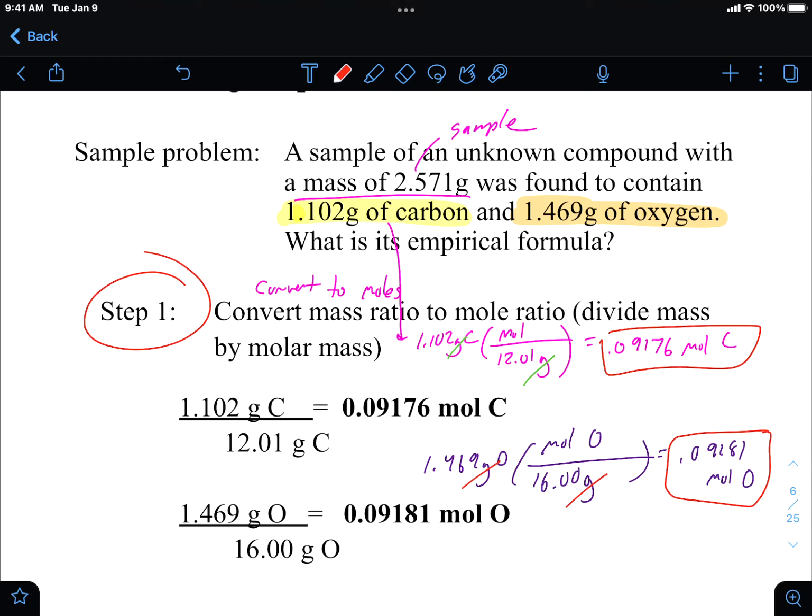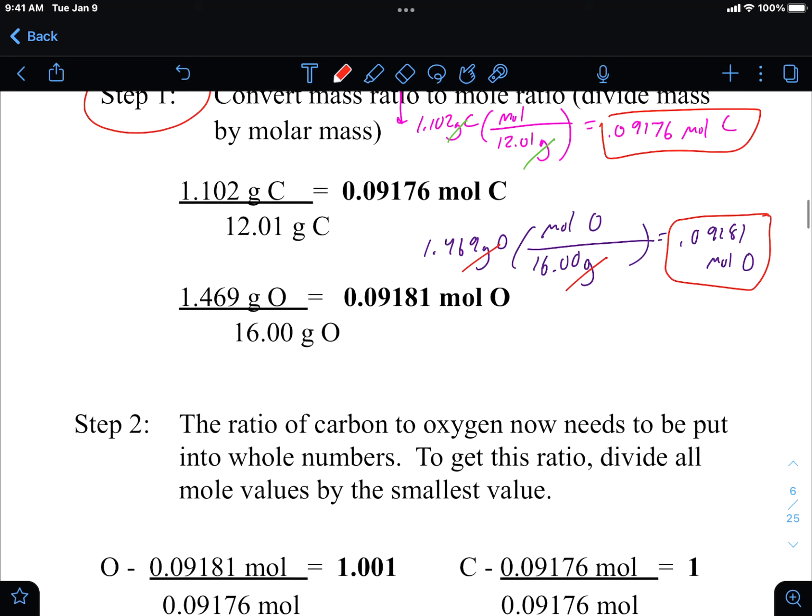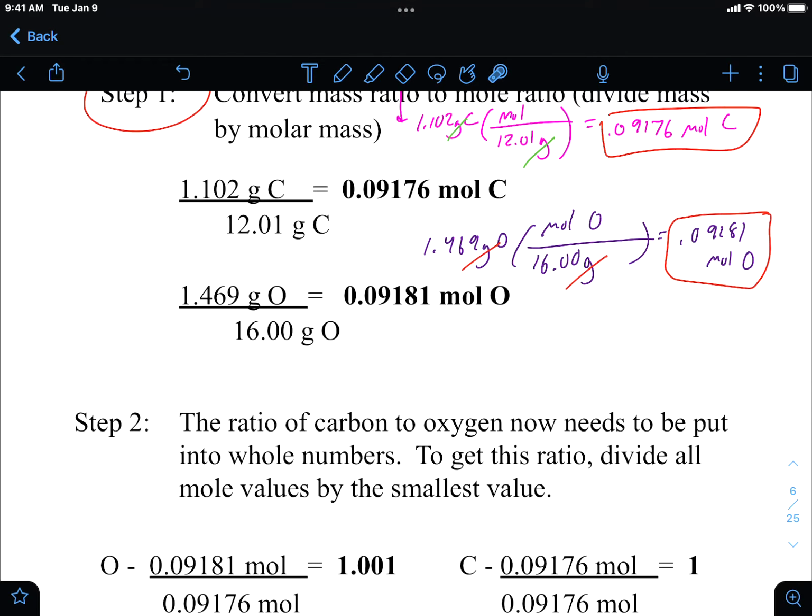So the next thing I do is I have to figure out a ratio between these two elements, and the only way you can find a ratio between elements is if it's a mole ratio. So that means I pick the number of moles which is smaller between these two. This one is smaller. And what I'm going to do is divide both of these numbers by this one.